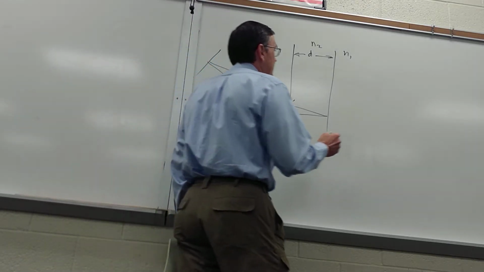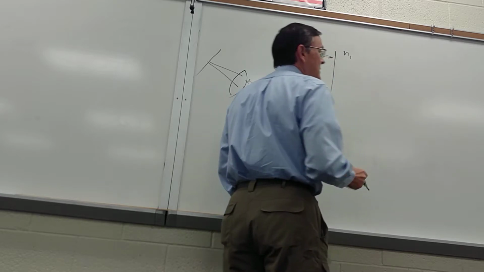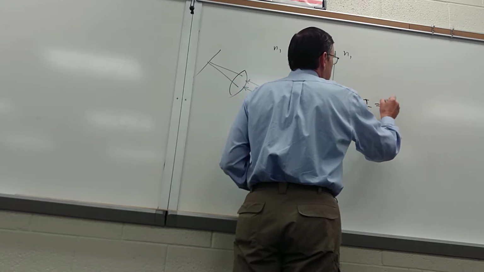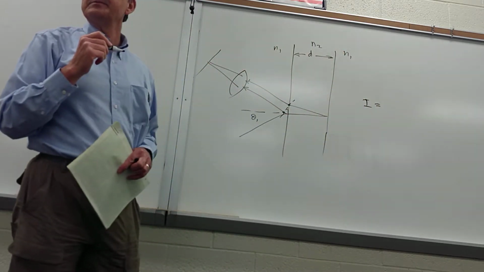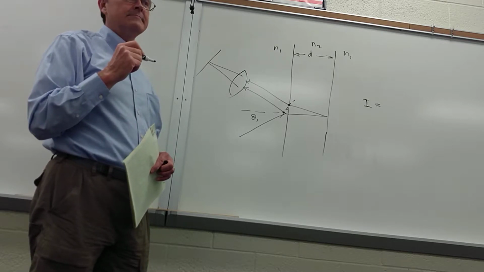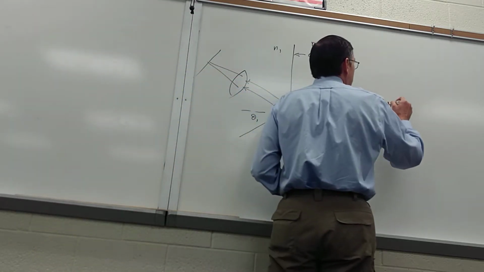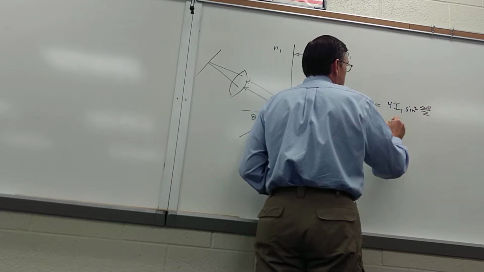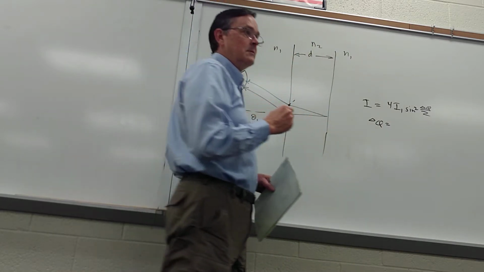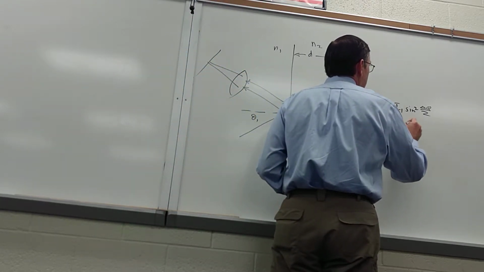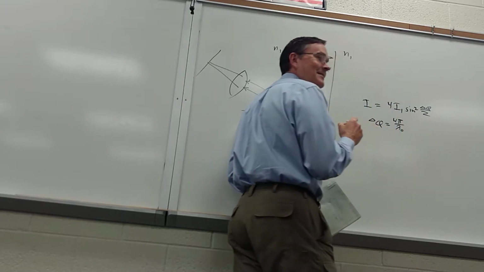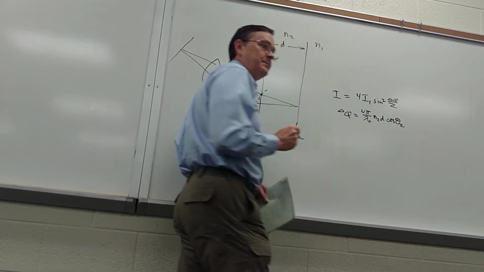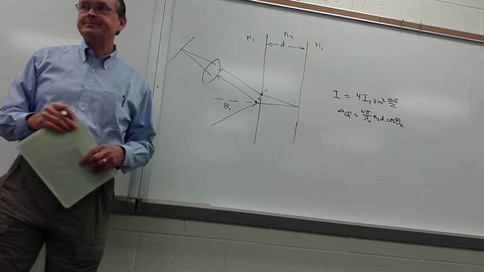And what we found is that the interference over here was equal to what? 4 I1 sine squared of delta phi over 2. Yep, 4 times I1 sine squared delta phi over 2, and delta phi is? 2 pi over lambda naught. 4 pi over lambda naught, times N2 d cosine theta 2. Okay.